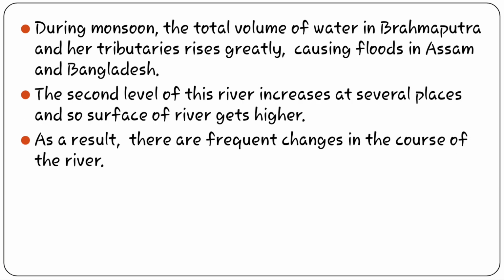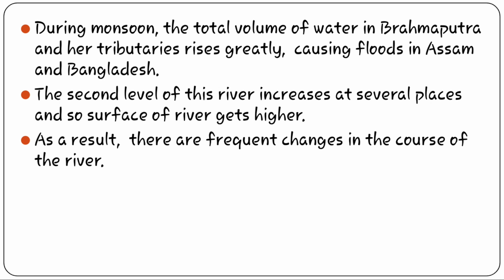During monsoon, the total volume of water in Brahmaputra and her tributaries rises gently, causing flood in Assam and Bangladesh. That I told you. That is why Brahmaputra is known as the sorrow of Assam. The level of this river increases at several places, and so the surface of the river gets higher. Last week also you have seen in the news that Assam got severely flooded because of flood in Brahmaputra. And as a result, there are frequent changes in the course of the river.